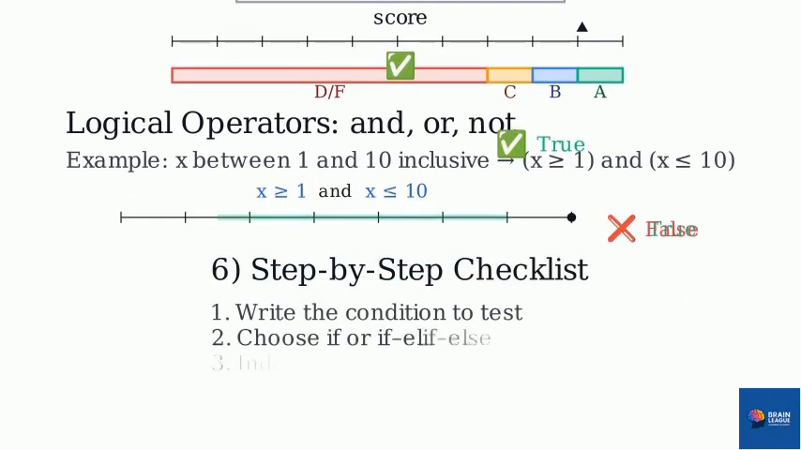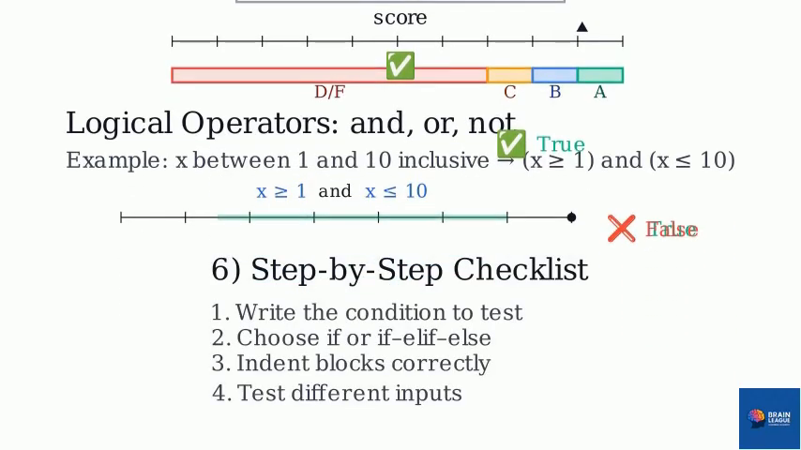Here is a quick checklist for writing decisions in code. 1. Write the condition you want to test. 2. Choose if or if-else structure. 3. Indent your code blocks correctly. 4. Test with different inputs to see each branch run.